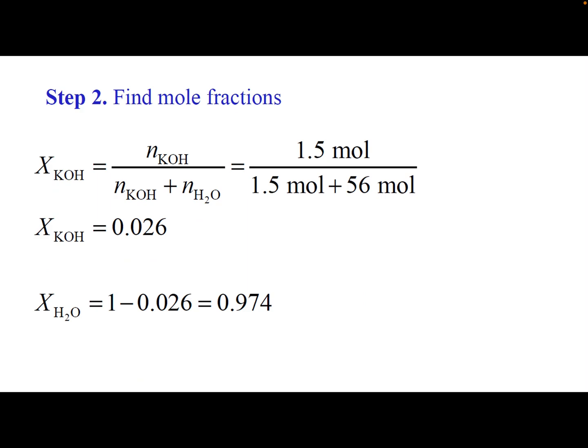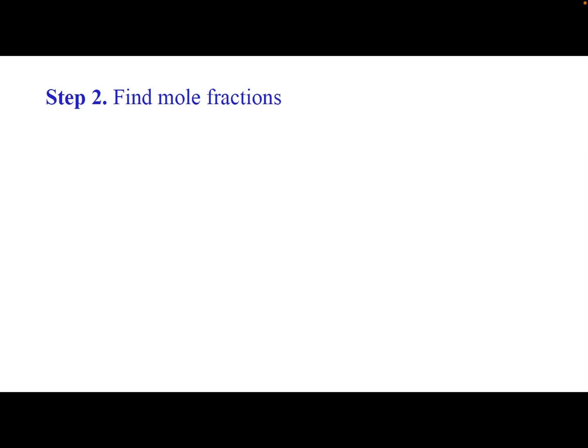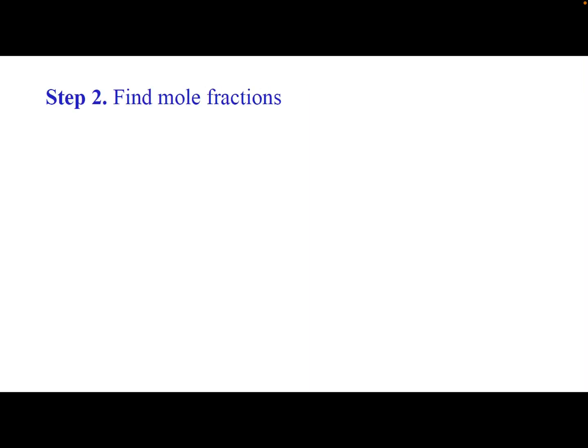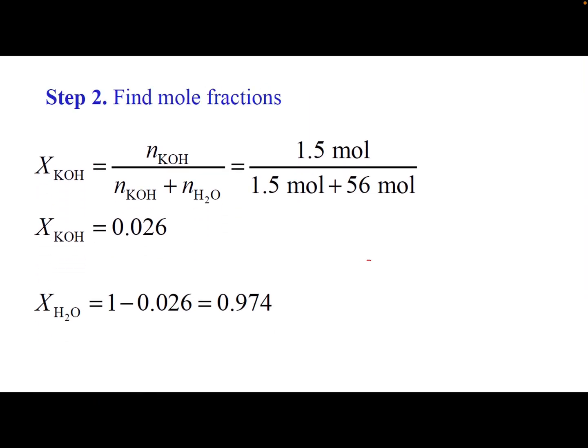You can always check your work again though. So if we went back, what did we have? 56 moles of water. Okay, we can do 56 moles of water over the 57.5, and we can double check our math. If I put the right numbers in my calculator. So again, I get 0.974. So working with mole fraction.